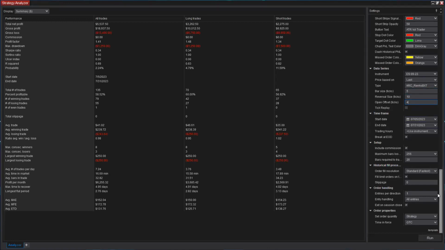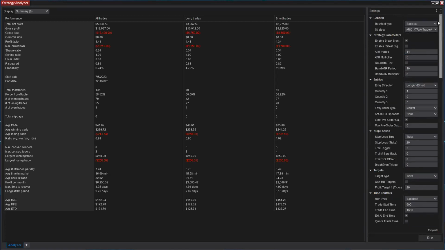This is optimized for the month of July. I'll break down how we go over optimizations. So 1.41 profit factor, decent. Nothing wrong with that. 1250 drawdown to make 5,500. Nothing wrong with that. We're good with that one.